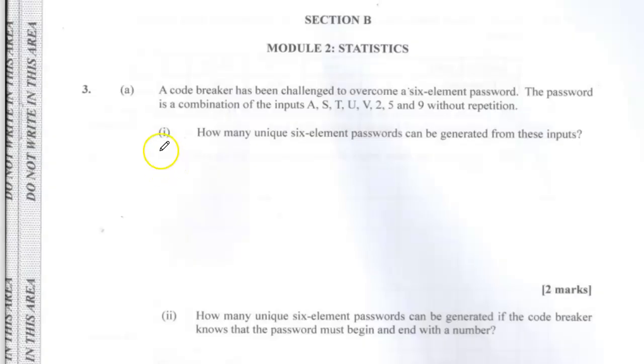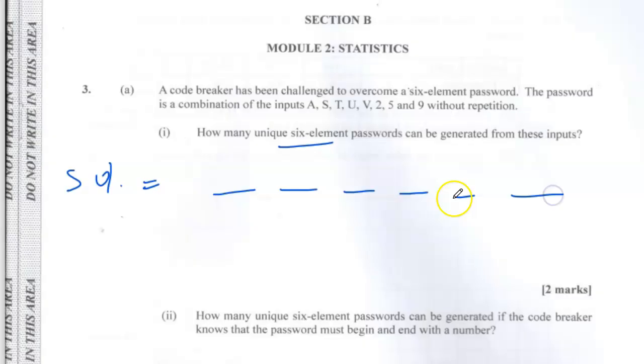Alright, so a number of unique 6-element passwords. How many of them? So the solution, we can get a solution. The password should have 6 characters, 6 elements. So let me put just 1, 2, 3, 4, 5, 6. Six of them, and it can be 6 from these 8 characters. If you think about it, there are 8 distinct characters without repetition.